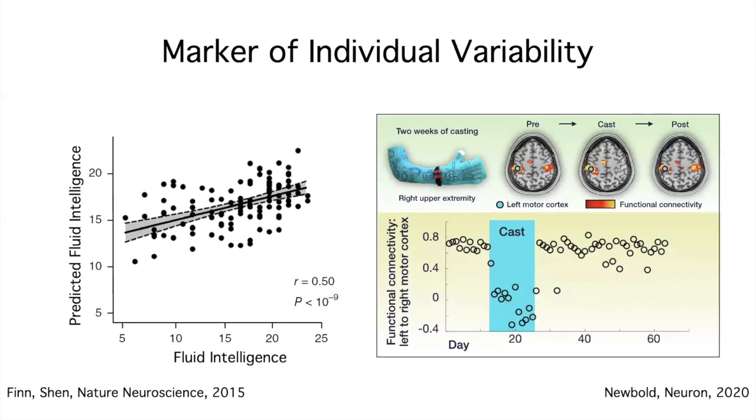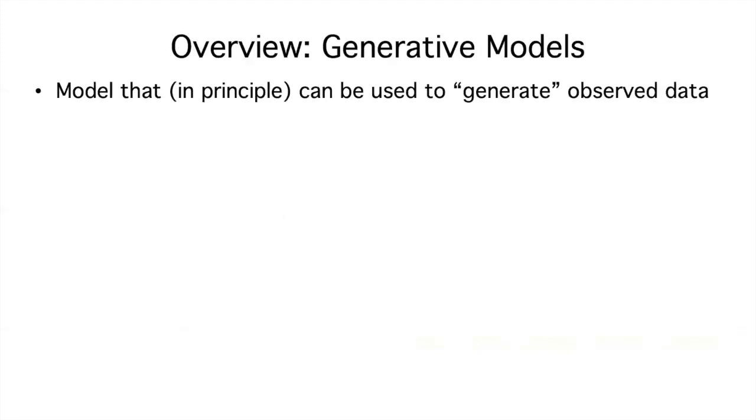And a recent paper, actually just published yesterday, showed that wearing a cast leads to a dramatic drop in motor network functional connectivity, which then recovered quickly after removing the cast. So to summarize, functional connectivity is a powerful tool for exploring human brain network organization, mental disorders, and individual differences. In this talk, I'll be focusing on our work on using generative models to explore resting fMRI data. But first, what is a generative model?